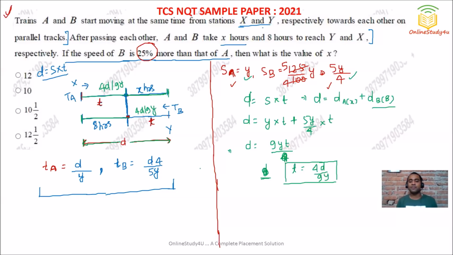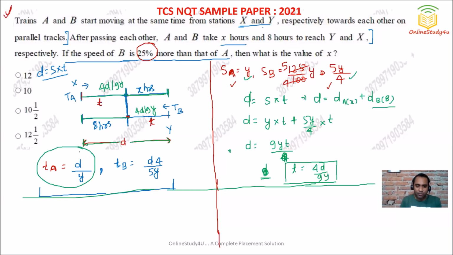As I said, it will be a little complicated, so you do not have to worry about that. This is a step by step process which is happening here. Now friends, what is the time taken by A here? It is nothing but d by y. The total time taken by A is d by y, which is equal to x plus 4d by 9y.